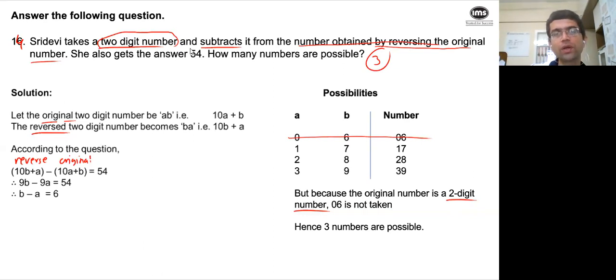Hope the pace is okay today. Yes, b is equal to a plus 6. You have to ensure that a is not 0 because that's the tens place and this is the units place. So are you guys still feeling that I'm going slow? Let me know.